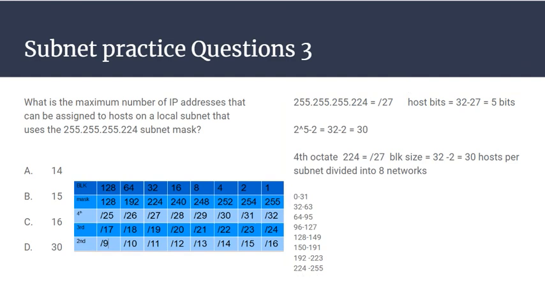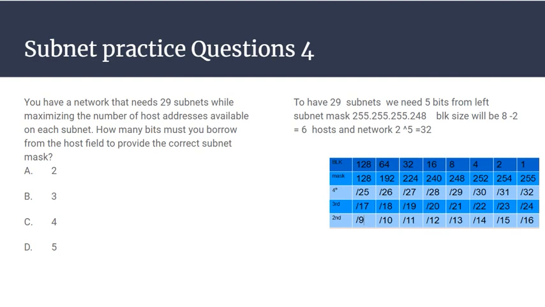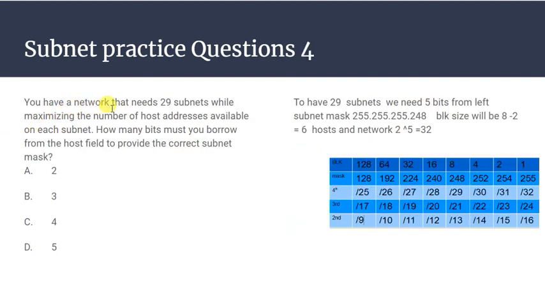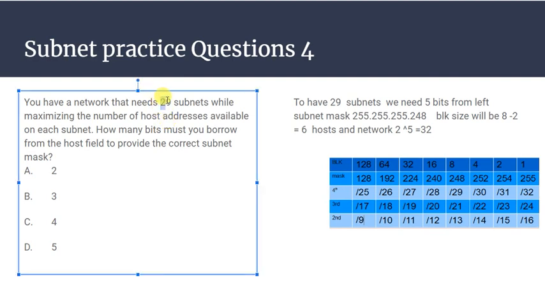Okay, let's go to the next question. I think this question is finished, right? Yeah, /27 is finished. Okay, you have a network that needs 29 subnets. Okay, they are given how many subnets they need. While maximizing the number of host addresses available on each subnet, how many bits must be borrowed from the host field to provide the correct subnet? Okay, so they have said they need 29 networks, that is a requirement, and to maximize the number of host addresses available on each subnet. How many bits must be borrowed?